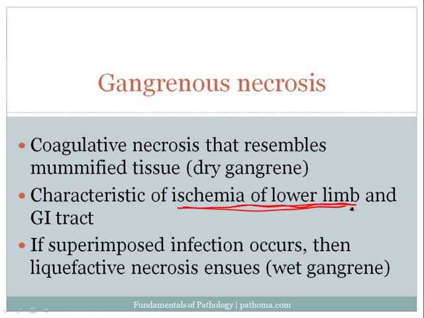Now, diabetics get partial occlusion of the popliteal artery due to atherosclerosis, and that can result in decreased blood flow to the lower extremity, which can then cause gangrenous necrosis of that lower extremity.